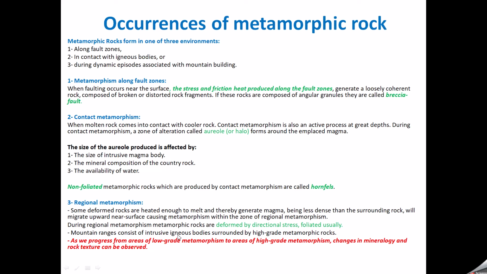Regional metamorphism, rocks deformed by directional stress. Okay, and forms foliated metamorphic rocks. And this happens along the mountain building zones. And here there's a note: as we progress from areas of low grade of metamorphism to areas of high grade of metamorphism, changes in mineralogy and rock texture can be observed.